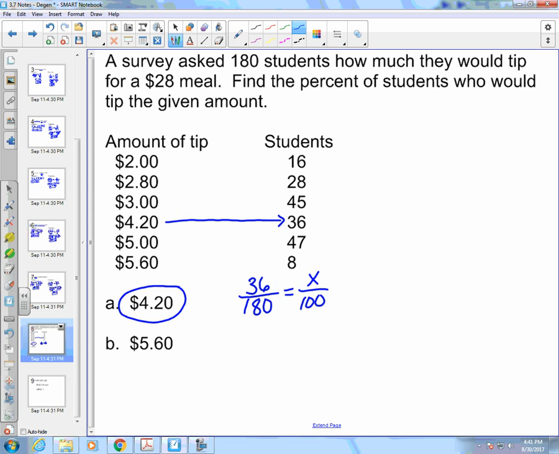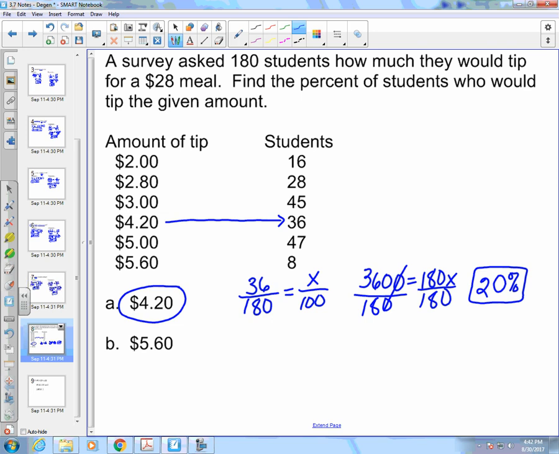So we can start working this out and have 3,600 equals 180x. We'll divide by 180 on both sides. We can cross out a 0. 360 divided by 18. Well, we know 18 goes into 36 twice, so we're going to get 20% of the students actually tip $4.20.